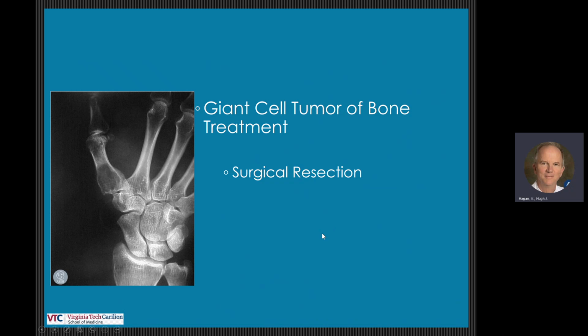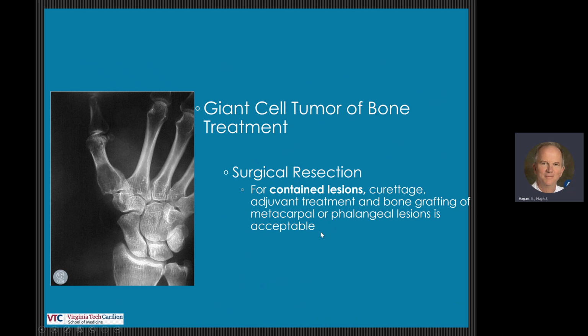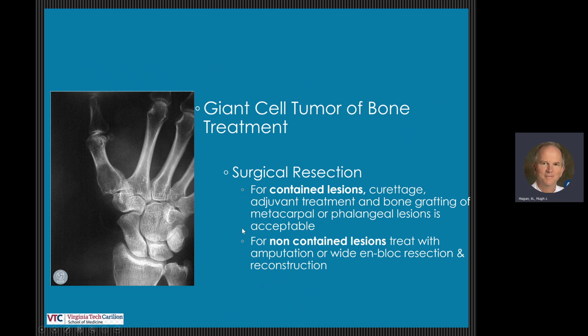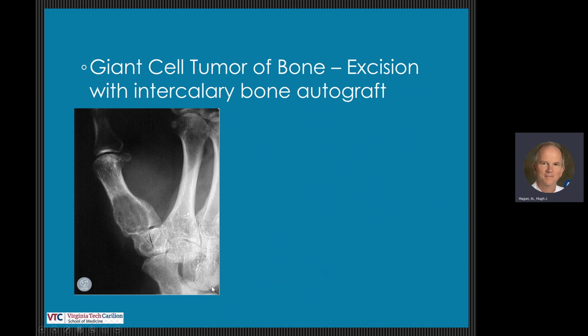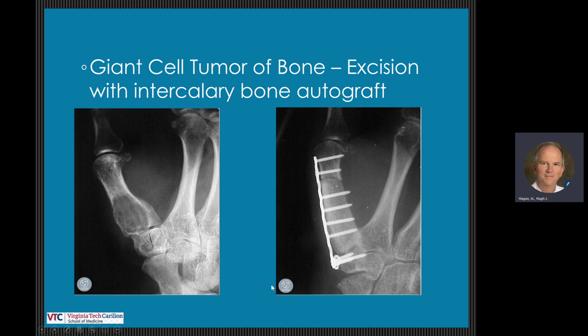The treatment of choice of a giant cell tumor of bone is surgical resection. If you have a contained lesion, then curettage, adjuvant treatment, and bone grafting of the lesion may be acceptable, even though it has a high recurrence rate. And if you have a non-contained lesion, it can be treated with amputation or an en bloc resection and subsequent reconstruction. This example seen on the previous slide was treated with an en bloc resection and iliac crest graft with fusion of the basal joint.